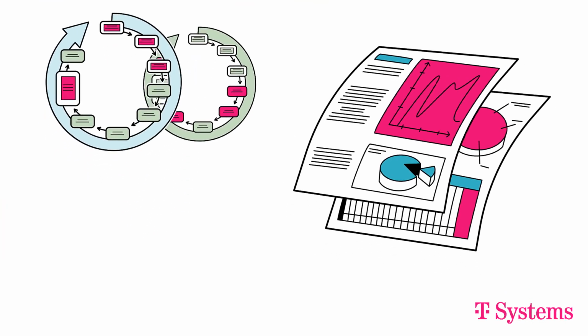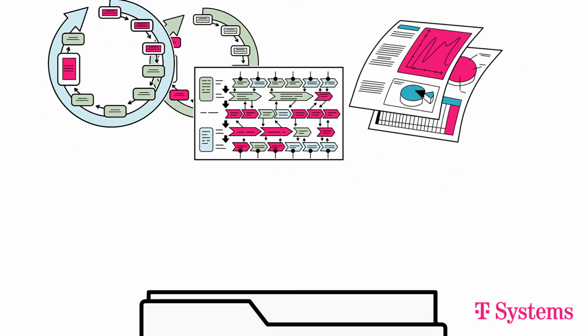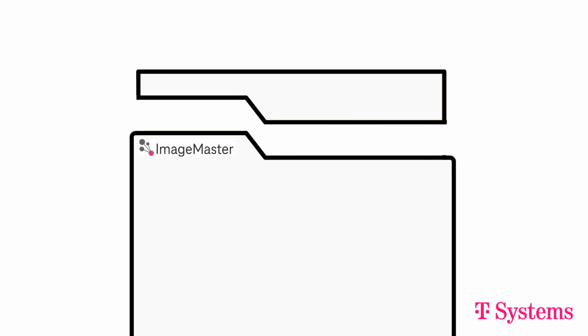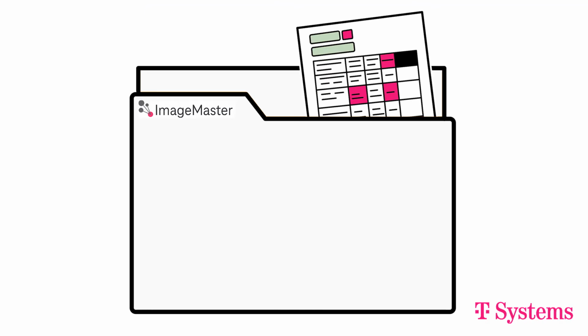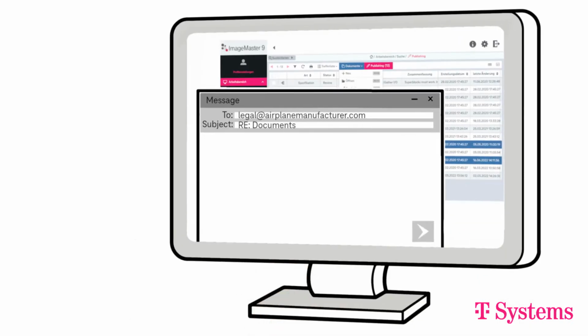Processes are no longer separated from documents. This is because the implementation of document-related processes is now archived together with the respective workflow histories in the same place as the associated documents. John does not have to worry about attempted manipulation, as the data from the processes is securely protected just like the documents themselves. Thanks to ImageMaster, John can immediately and calmly reply to the legal department's email.